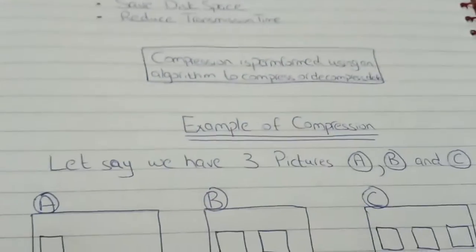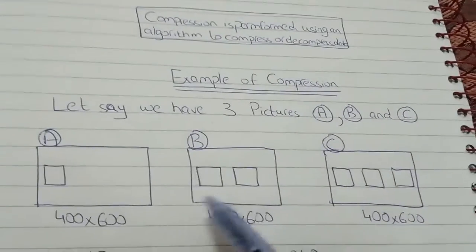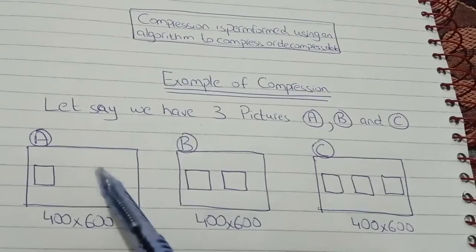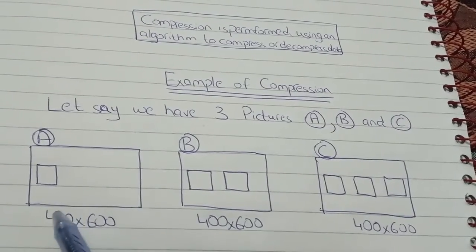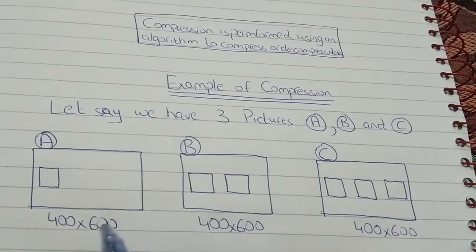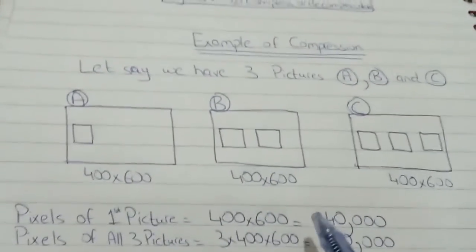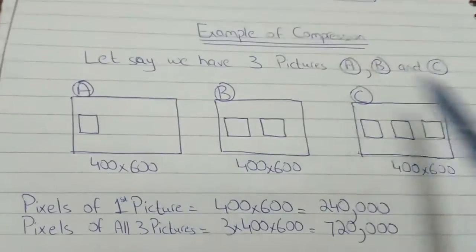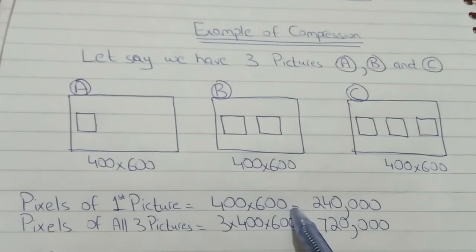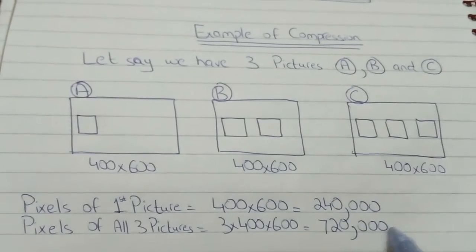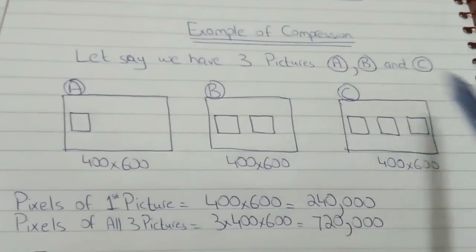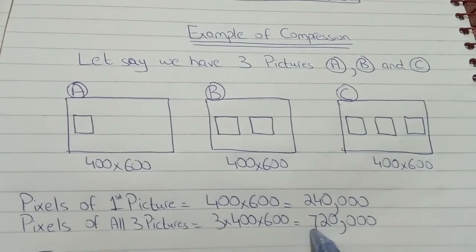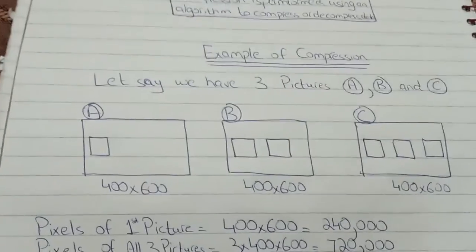Now let's take an example of compression. Suppose we have three pictures: picture A, picture B, and picture C, where each picture is 400 by 600 pixels, which means the individual pixels of each picture will be 2,40,000. Whereas if we combine the pixels of all three pictures, we have a total of 7,20,000 pixels.